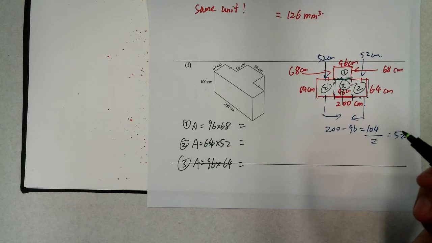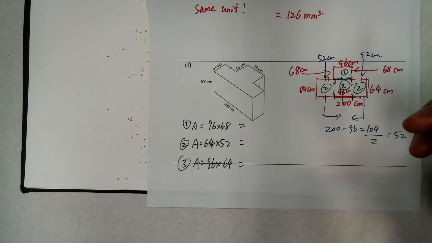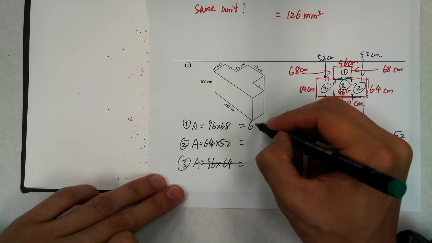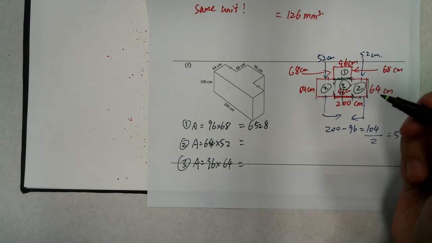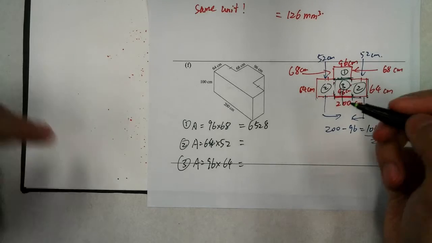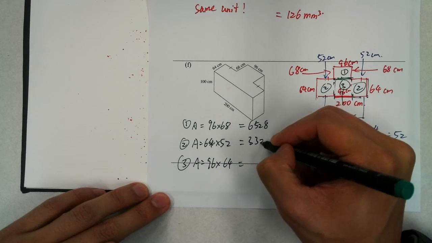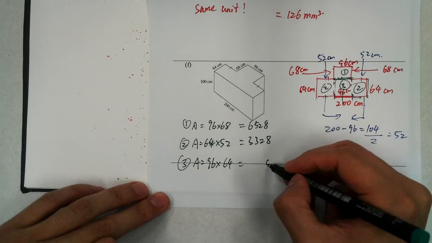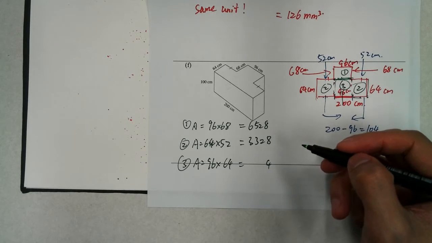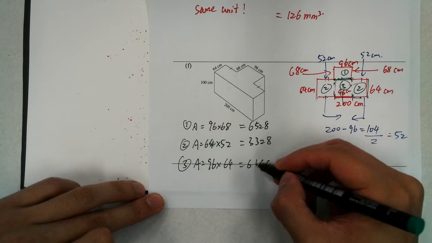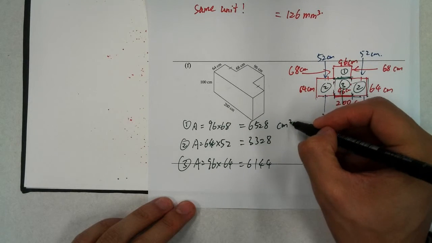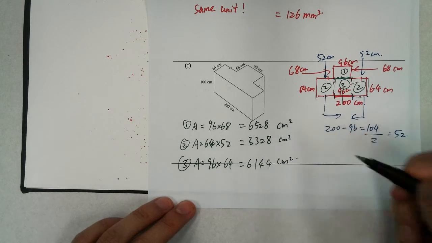After that, we can calculate the value of all of these. So the first one, 96 times 68, let me do the calculation. It's 6,528. The other one, 64 times 52, is 3,328. The next one would be 96 times 64, which is 6,144. And then remember the unit, which is centimeter square.